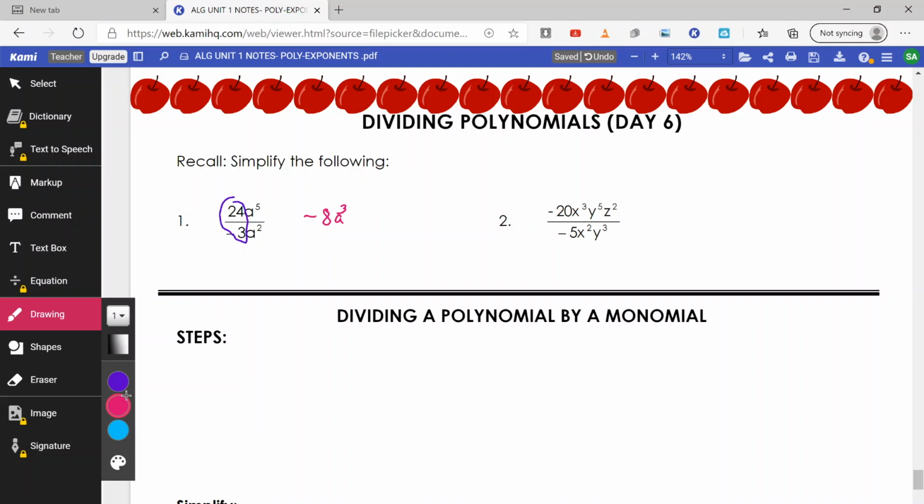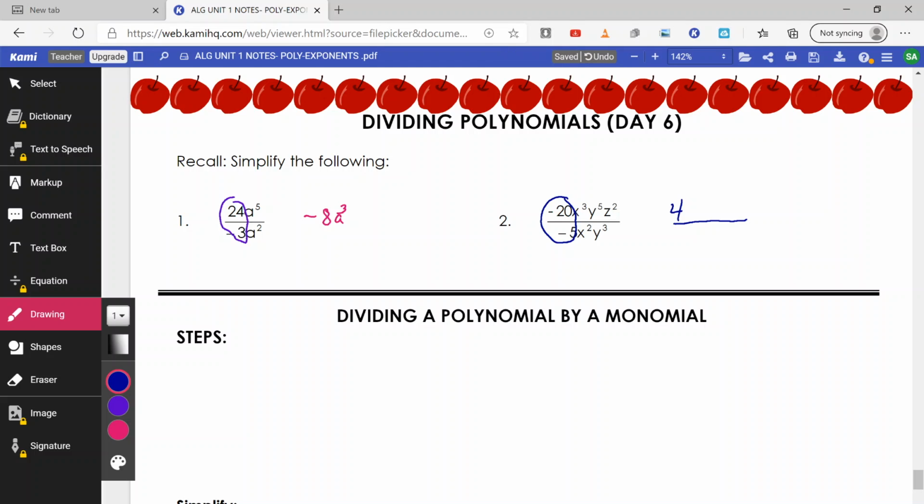Number 2, we have negative 20x cubed, y to the fifth, z squared, divided by negative 5x squared, y cubed. I'm still going to do the same thing. I'm going to divide the items that are the same. So number divided by number, letter x by x, y by y, and z by z. So negative 20 divided by negative 5. And in this case, I want to make sure that I draw a line just because I have so much going on. I don't know if I'm going to have items up top and bottom or just along the top. But we'll start off with negative 20 divided by negative 5, giving me 4.